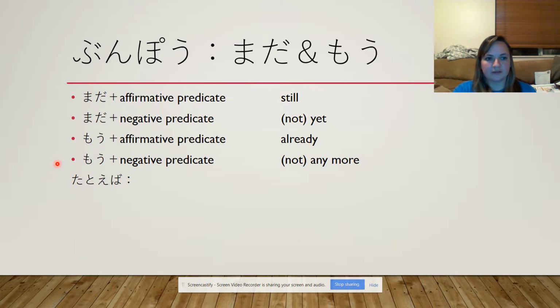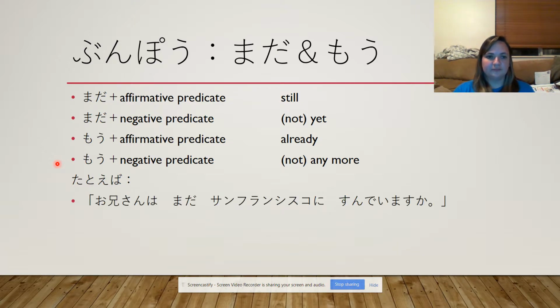Let's look at the examples we have in our text. So here's our first one. お兄さんはまだサンフランシスコに住んでいますか? Okay, so we're using our word mada here. And let's take a look at the ending. How are we ending here? Sunde imasu. Is this an affirmative ending or a negative ending? This would be an affirmative ending. Good. So if we're using mada, that's going to mean still, correct?